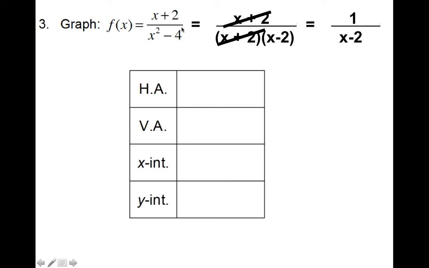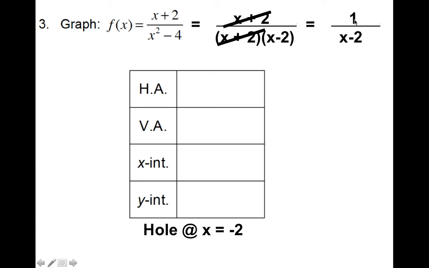So now I'm going to ignore this and only look at the reduced fraction over here. However, I have to take into account what I factored out. Remember, when a factor cancels, it creates a hole at that value. So if you were to set this factor equal to 0, you're going to get -2. So there's going to be a hole in the graph at x equals -2. And we'll talk a little bit more about that in a moment.